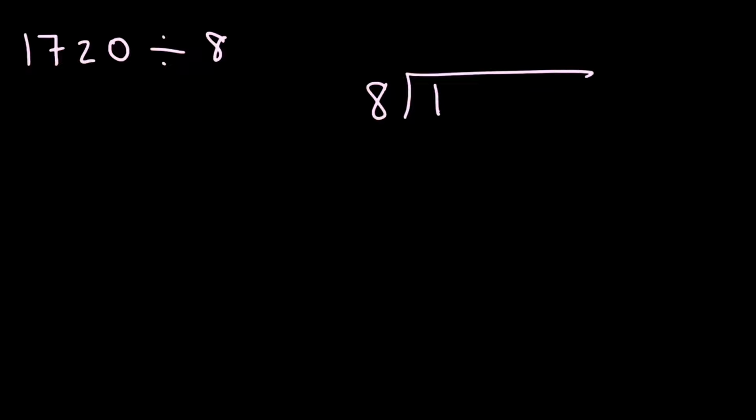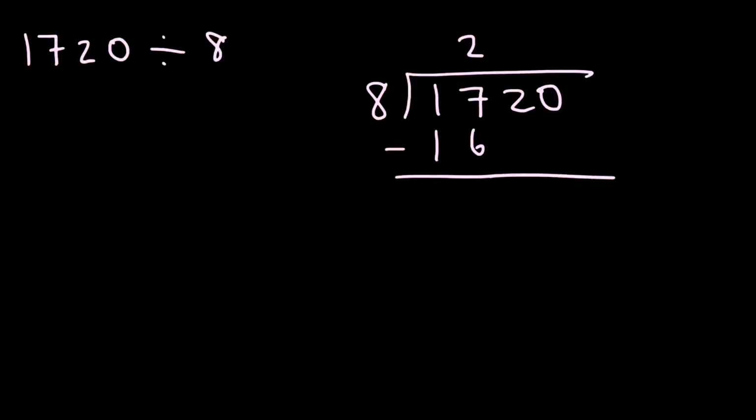So let's try an example with a large number. Let's divide 1720 by 8. So go ahead and take a minute and try this particular example. So first, let's rewrite it. 8 doesn't go into 1 because 8 is larger than 1, but 8 can go into 17. 8 times 2 is 16, and that will leave a remainder of 1.